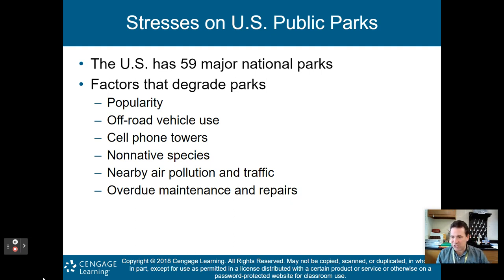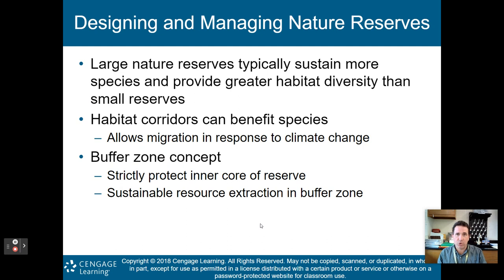Usually the Park Service is on the lower end of our United States budgets, right? So again, there's maybe maintenance and repairs that are just overdue. So what we need to do is design and manage nature reserves. Large nature reserves typically sustain more species and provide greater habitat diversity than smaller reserves. Again, you've got the wilderness areas, then you've got these reserves, and then you've got smaller parks.